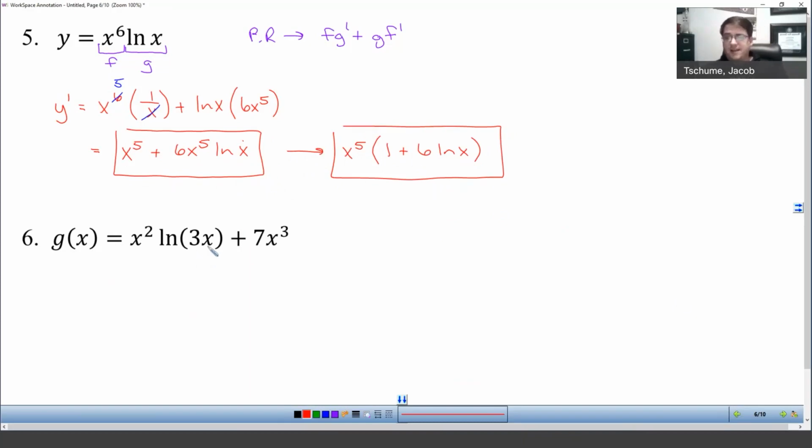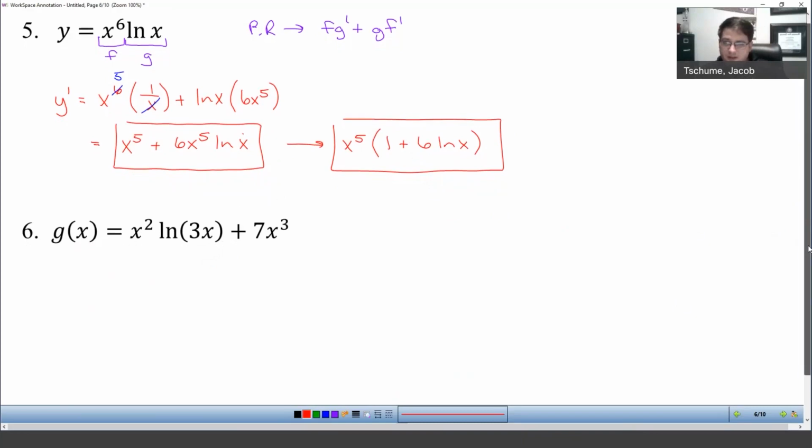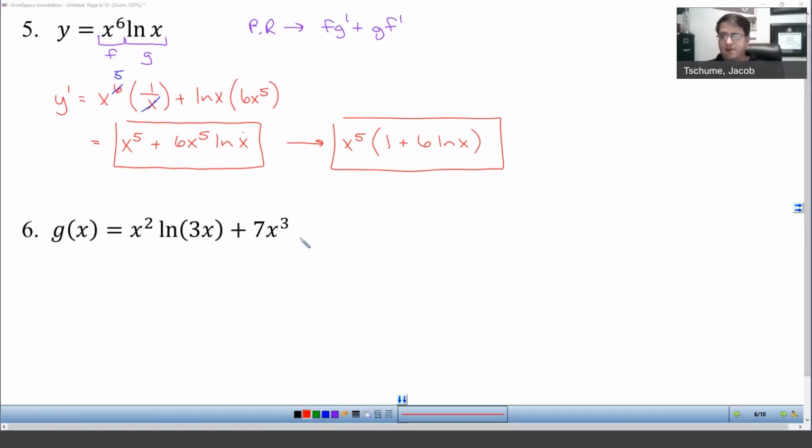All right, number 6 is actually very similar, so I'm going to try my best to keep that formula at the top because we're going to use the product rule again here. I want you to be able to find the derivative of g of x equals x squared times the natural log of 3x plus 7x cubed. So once again, you see these first two terms are being multiplied together. So that's x squared times the natural log of 3x. I'm going to let the x squared be f, and I'm going to let the natural log of 3x be g, and I'm going to do the product rule of these two functions. The 7x cubed I'll come back to in just a second.